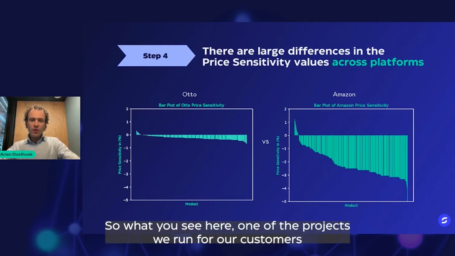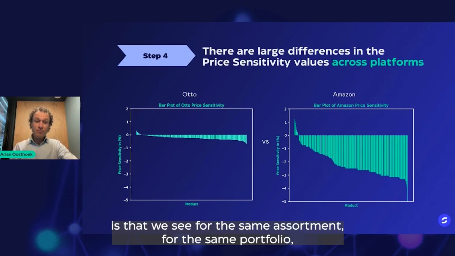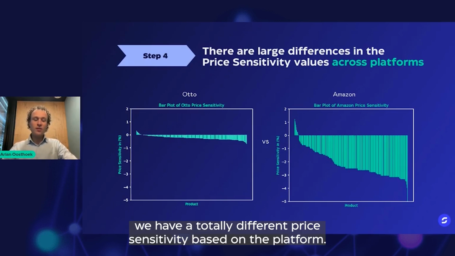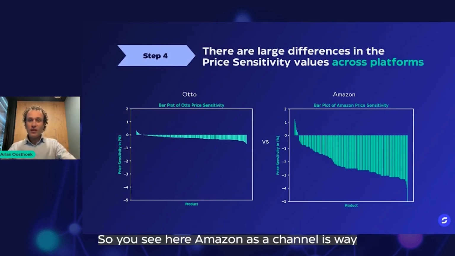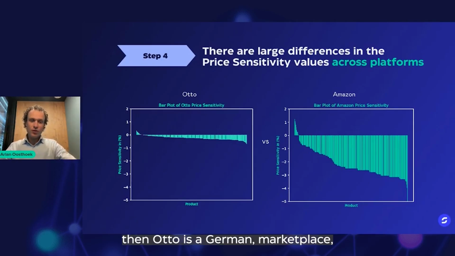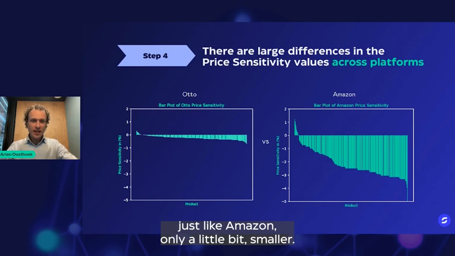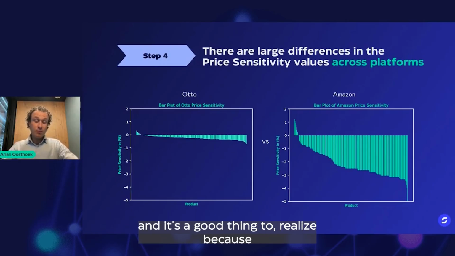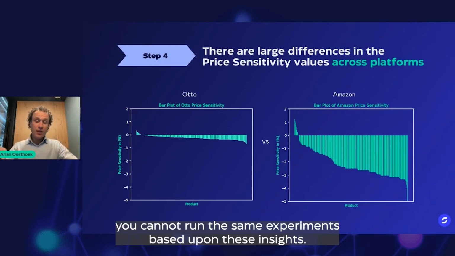So what you see here, one of the projects we've run for our customers, is that for the same assortment, for the same portfolio, we have a totally different price sensitivity based on the platform. You see here, Amazon as a channel has way more price sensitive customers than Otto. Otto is a German marketplace, just like Amazon, only a little bit smaller. But you see here that there's a clear difference, and that's good to realize, because you cannot run the same experiment based upon these insights.